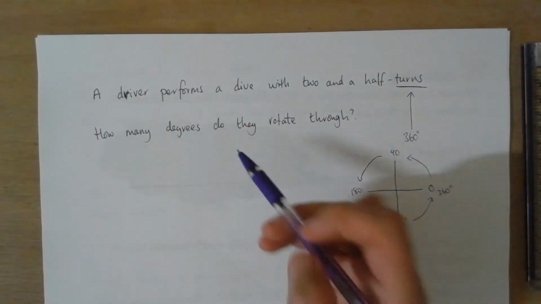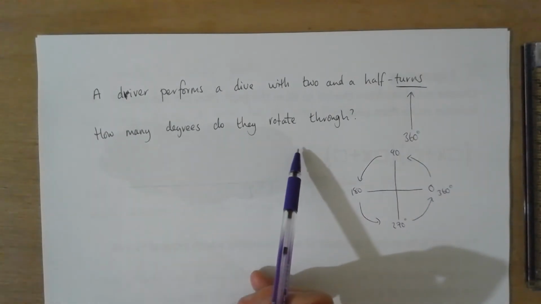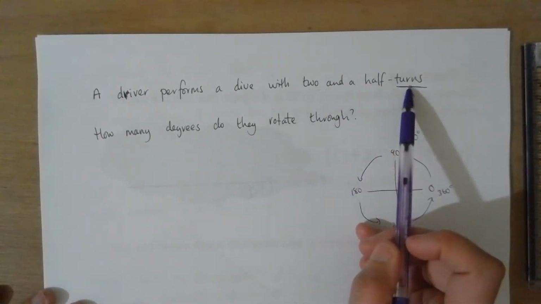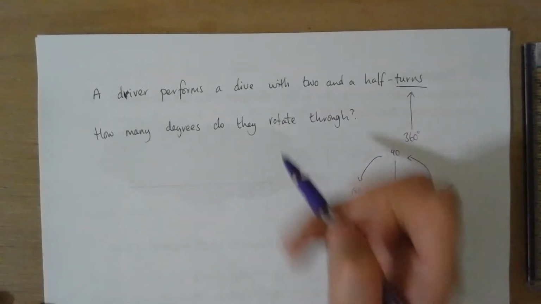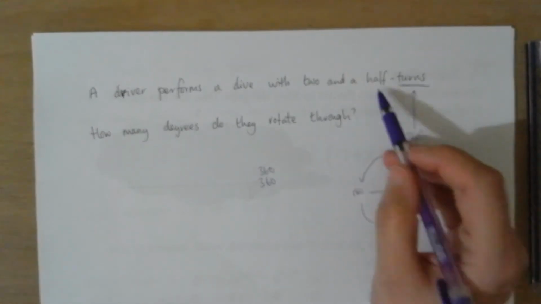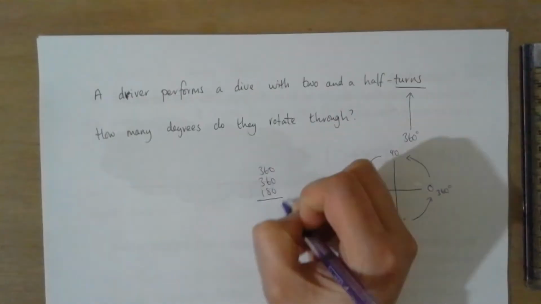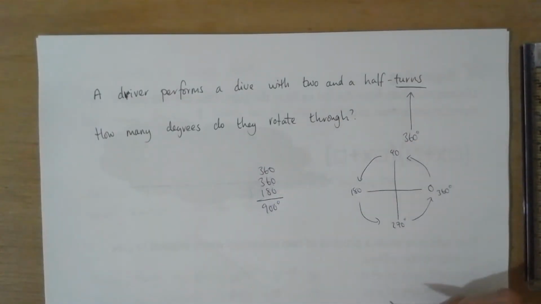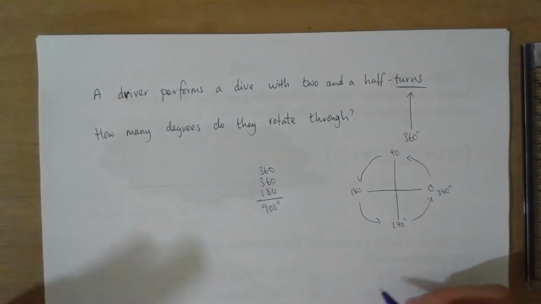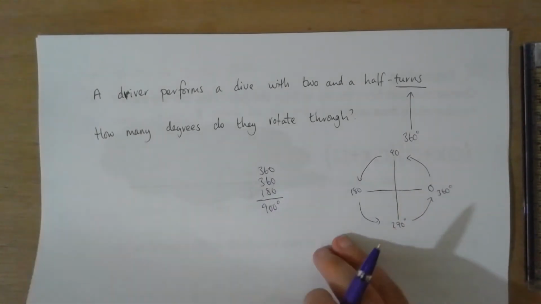Okay, a diver performs a dive with 2.5 turns. How many degrees do they rotate through? If it's 2.5 turns, I know 1 turn is 360. So 2 turns is 360 plus 360, 720. Half a turn is half of 360, which is 180. So altogether, that should be 900 degrees. They have moved through 900 degrees. And I'm not sure how many technical points the judges would give them, but it's all good.